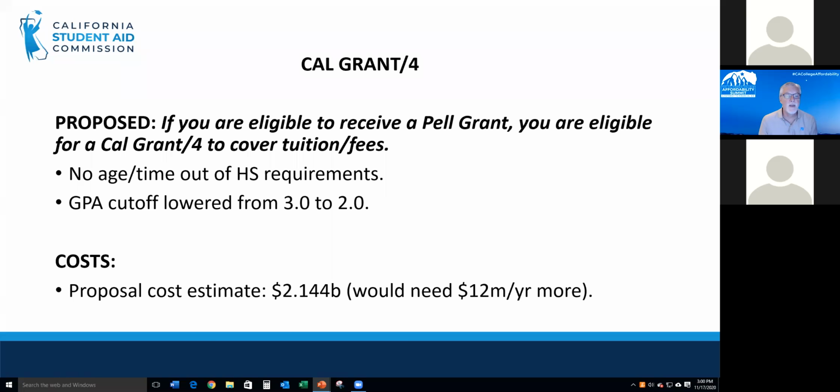We're currently spending about a little over $2.1 billion on students' tuition and fee entitlements. And this is actually pretty close to a push. There would be no net change here. We would need a small amount of money to make up the difference.